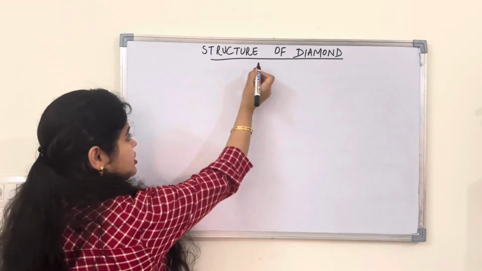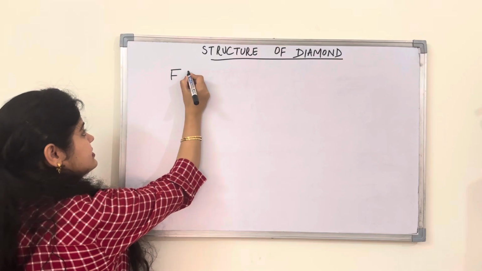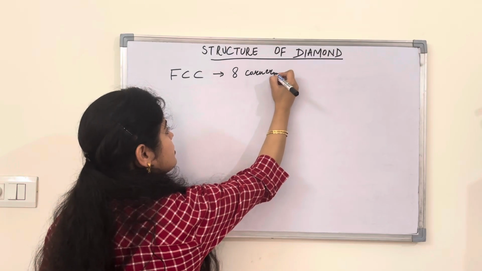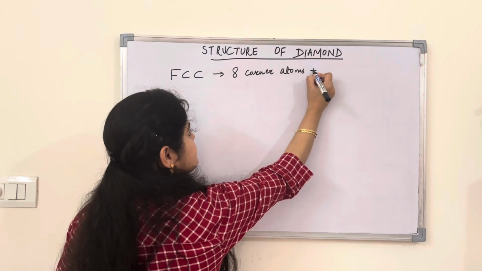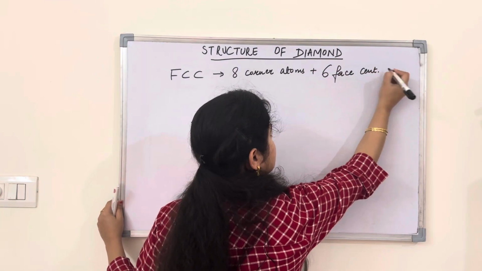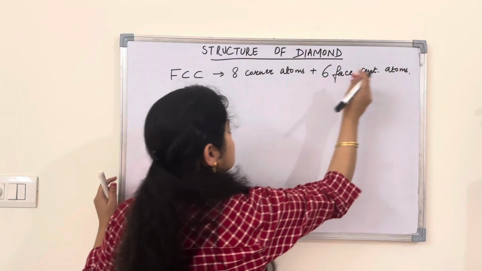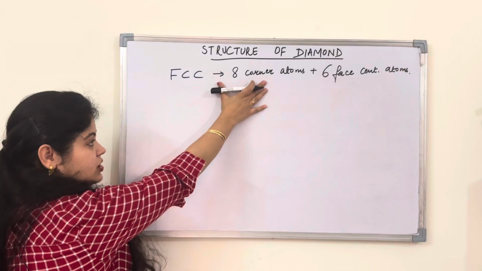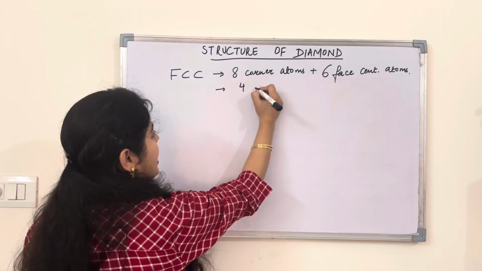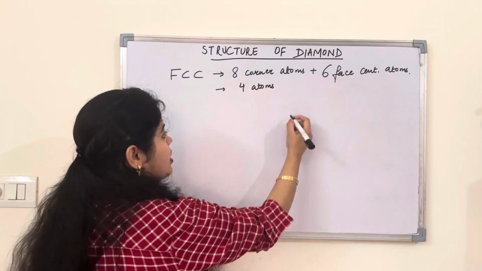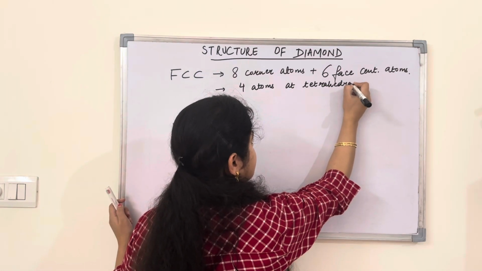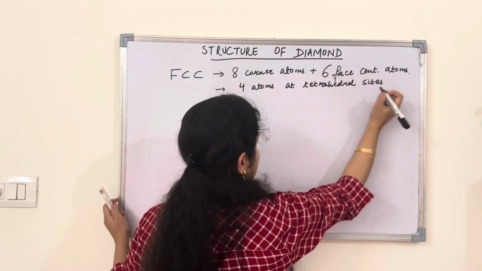So basically the structure of diamond is made up of FCC lattice which has 8 corner atoms and 6 face-centered atoms. So this is a basic FCC structure. Along with this FCC structure, we have 4 atoms at tetrahedral sites. Now, what are tetrahedral sites?